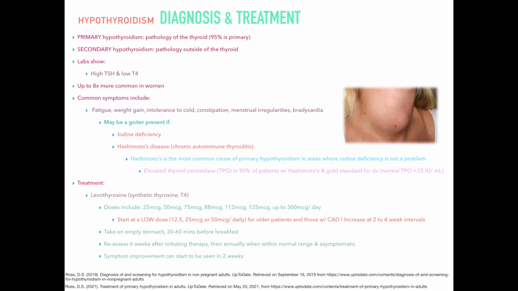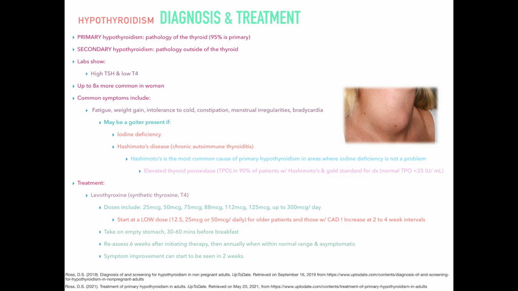Hypothyroidism is up to 8 times more common in women, and symptoms of this include fatigue, weight gain, intolerance to the cold, constipation, menstrual irregularities, bradycardia, so things slow down, or with hypothyroidism, things slow down. There may be a goiter present, and this is if either A, it is due to an iodine deficiency, or B, due to Hashimoto's disease, which is a chronic autoimmune thyroiditis.